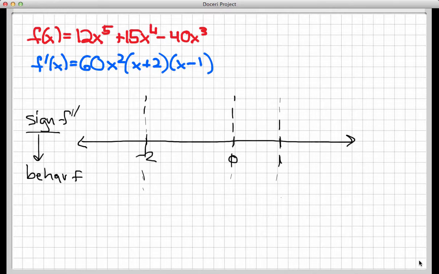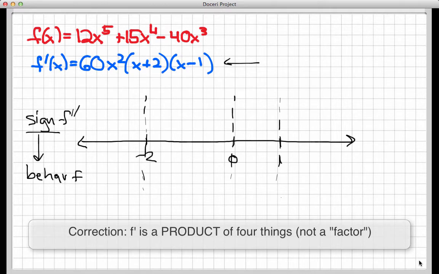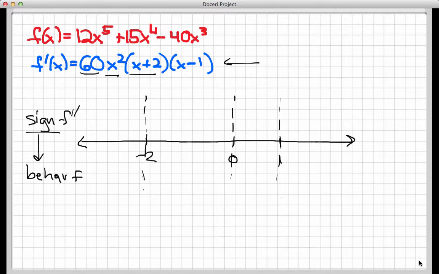Now f prime is right here, as you see. Now let's go through each of these four intervals one by one and just think about what f prime's sign must be on those intervals. Notice that f prime is a product of four things: 60, x squared, x plus 2, and x minus 1. Now 60, of course, is a constant. It never changes its sign. So what I really want to think about is what is the sign of each of those three variable quantities on the four intervals that you see here.